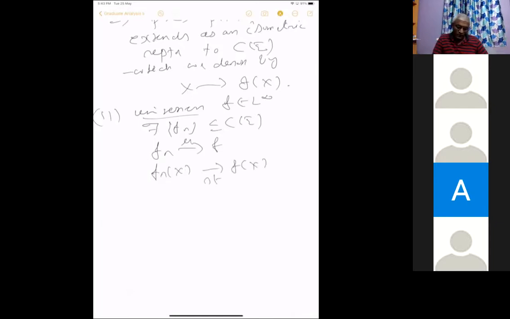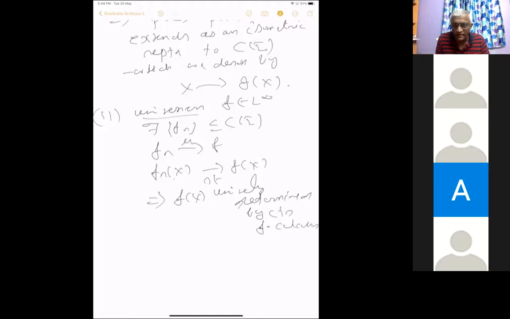But then this fn of x is the continuous functional calculus. So the strong limit is unique. So f of x is uniquely determined. This implies f of x is uniquely determined. It is a unique extension of the continuous functional calculus. You have the continuous functional calculus, and the measurable functional calculus is uniquely determined by it. Okay, so all these things are clear.